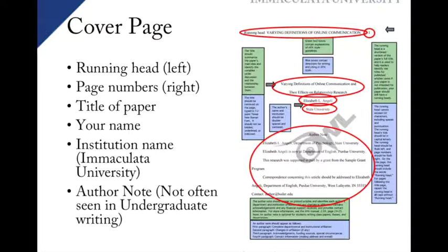Now let's talk about cover pages. This is going to include a running head, which we'll talk about later in this video. You should insert page numbers on the upper right-hand corner of the document, and centered on the page you should include the title of your paper, your name, the name of your university, in this case Immaculata. If your assignment calls for an author's note, that's going to come after the university, but most undergraduate writing assignments don't actually require author's notes.